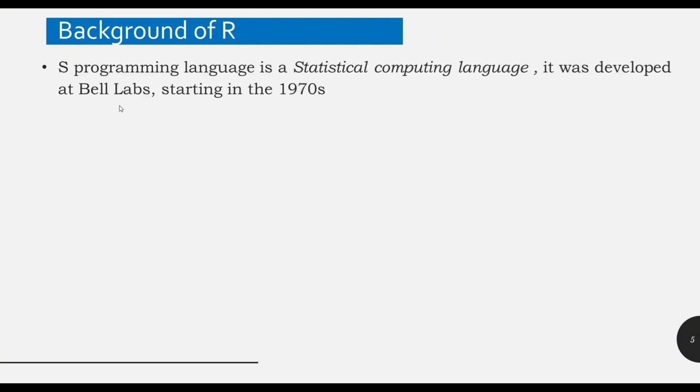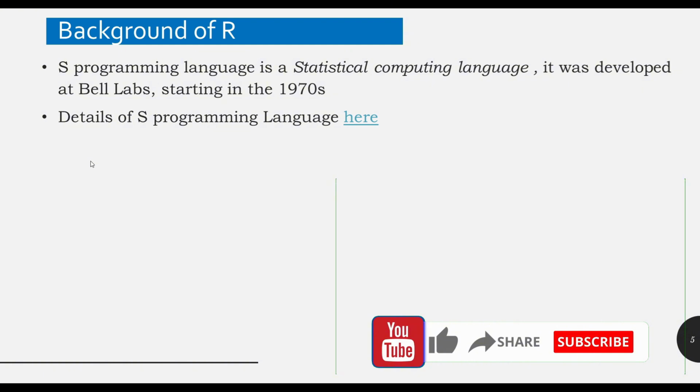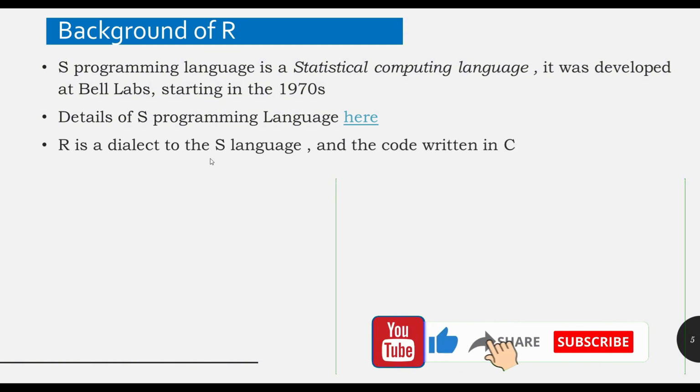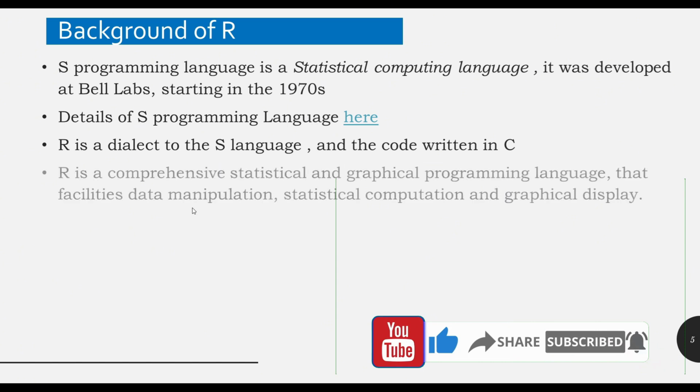Let us see a little background of R. R is derived from the S programming language. S is a statistical computing language. It was developed at Bell Laboratories in the early 1970s. If you want details of the S programming language, there is a link I have given, or there are other documents available on the internet. You can search. R is a dialect of the S programming language and the code is written in C.